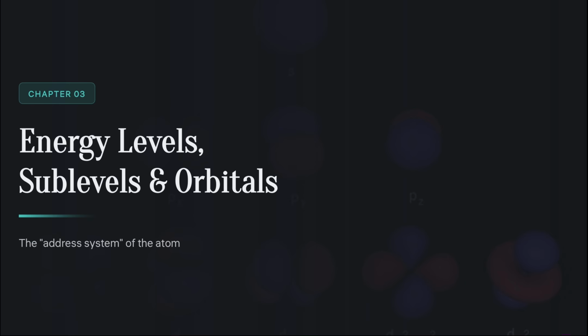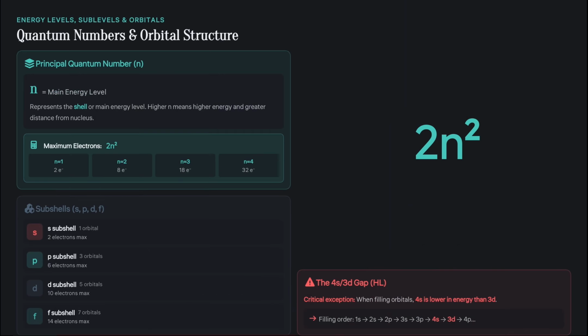Now we're going to look at energy levels, sublevels, and orbitals. So we have moved past orbits, which imply a fixed circular path, to orbitals. Now, an orbital is a mathematical wave function, but what you need to know is that it's basically a region of space where you would find an electron. You could think of it as a cloud of electron density.